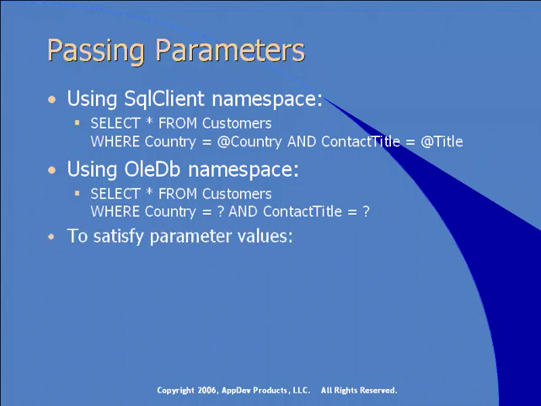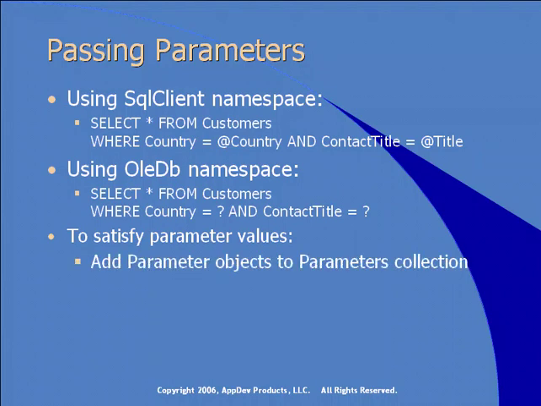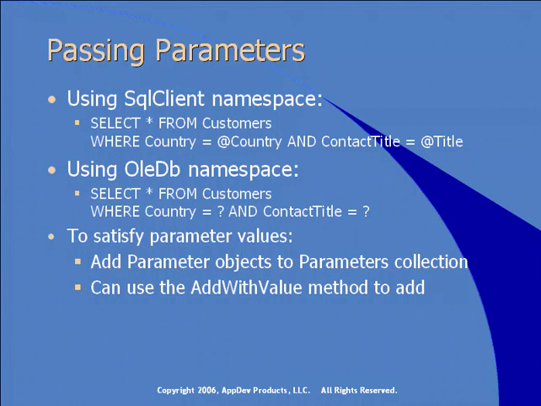To satisfy those parameter values, well, you have to give them values before they can run the query. You need to add parameter objects to the parameters collection of the command object, and you need to specify their values. The easiest way to do this is use the new AddWithValue method. It's new in ADO.NET 2.0. Here you specify the parameter name and value, and it's the easiest way to add a parameter.